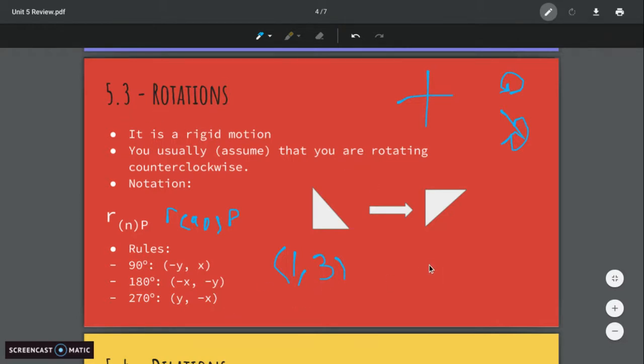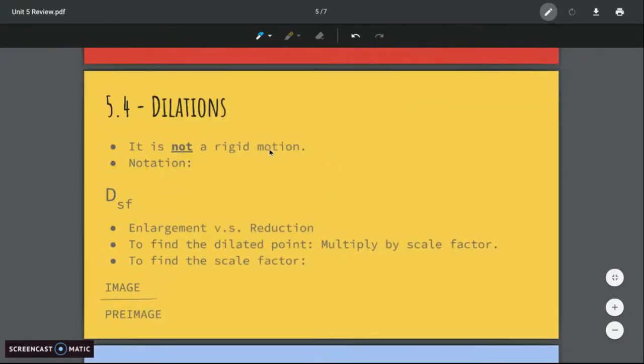So 270, they switch places, okay? And then the X goes negative, so the X is that. So if you rotate 270 degrees, that's what it's like. All right, dilations. This is not a rigid motion because dilations is when something gets bigger or smaller.